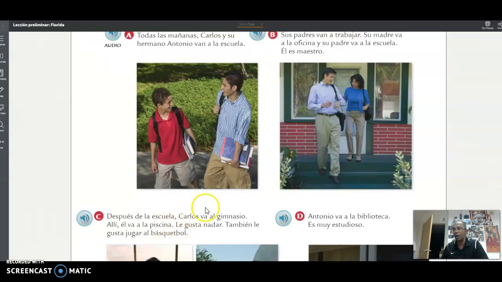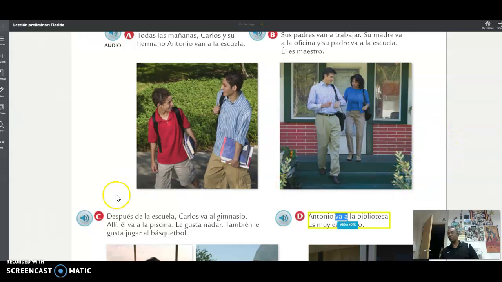Después de la escuela, Carlos va al gimnasio. Notice how you use va, a. When you use the verb ir, it's always accompanied by the preposition a. The preposition a in this case works as to. I go to the pool. Antonio va a la biblioteca. Antonio goes to the library. The verb ir is to go, and then the preposition a means to. Make sure that you remember that, okay?